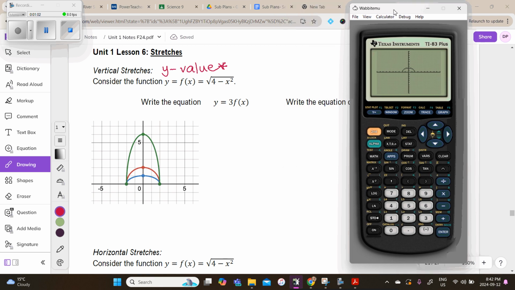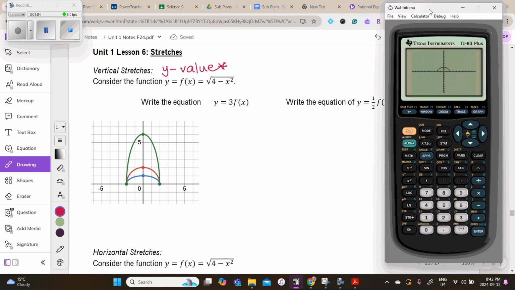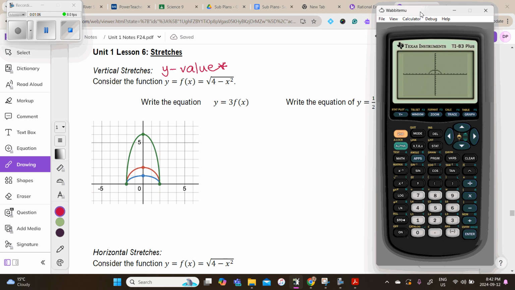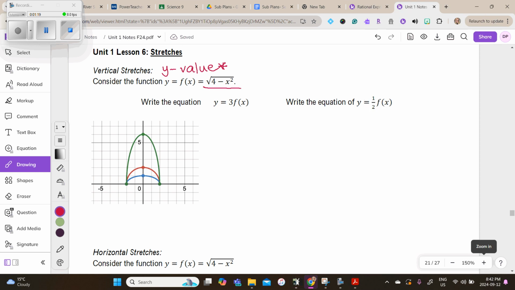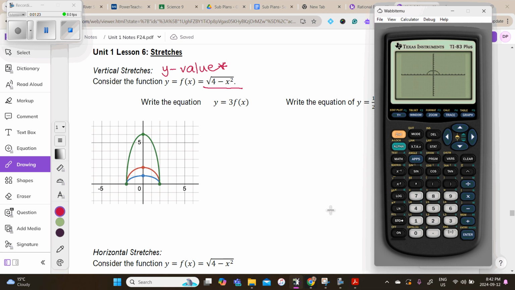So go ahead, do the same. Here is y equals the square root of 4 minus x squared. Now if we match that up to the graph that I have in your notes, that is going to be equivalent to the red. I can tell that because on my TI-83, I can see that the y-intercept is 2.